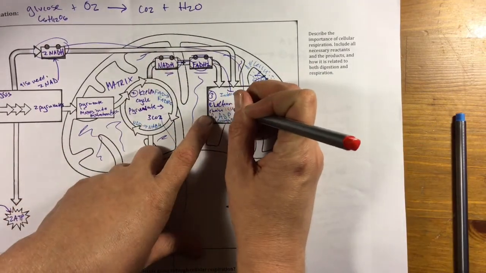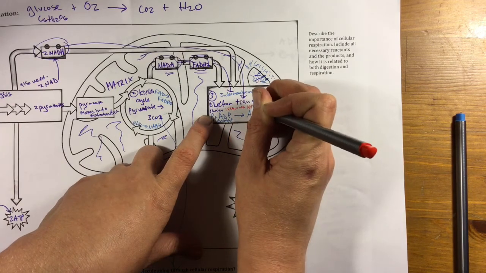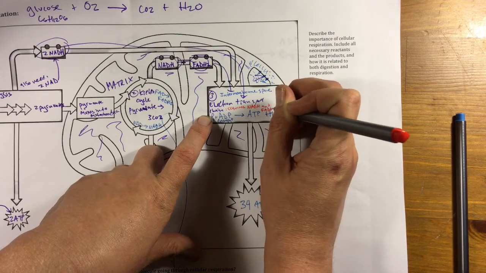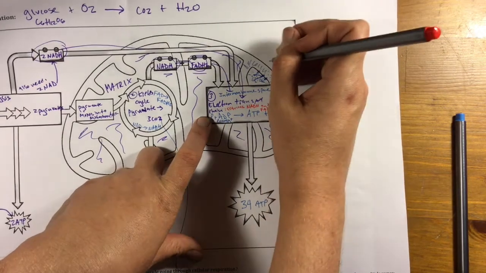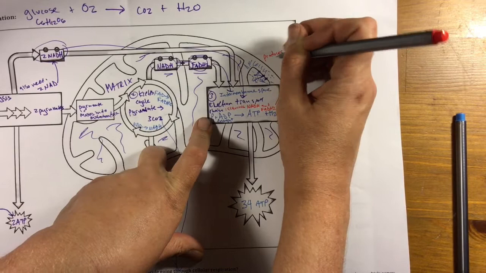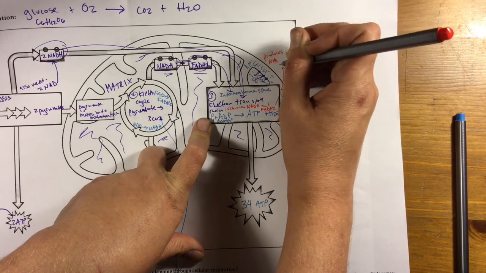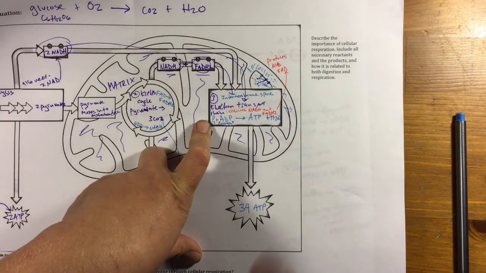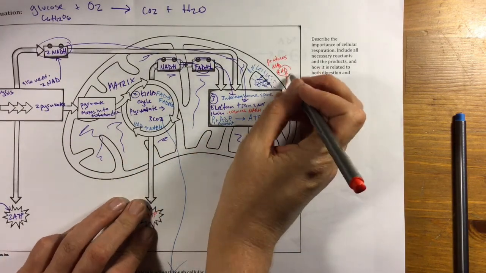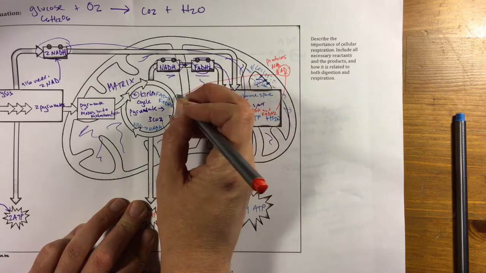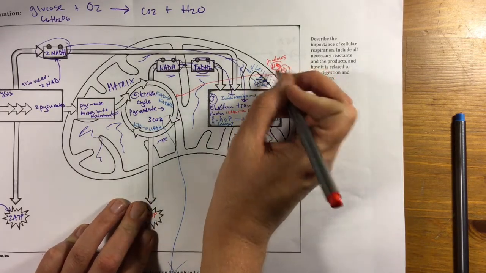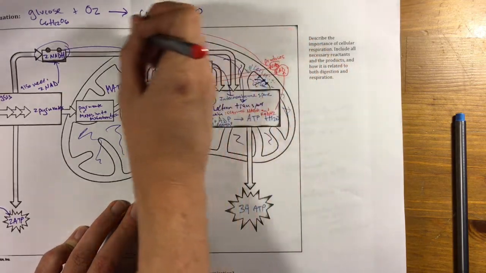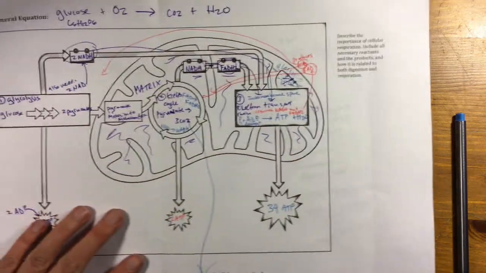So this requires NADH and FADH2. It produces NAD and FAD. Where are those going to go? Well, FAD gets taken back over to the Krebs cycle. Some of that NAD gets taken back to the Krebs cycle. Some of that NAD also goes into the cytoplasm and can be used for glycolysis again.